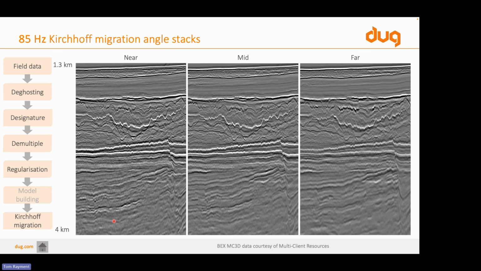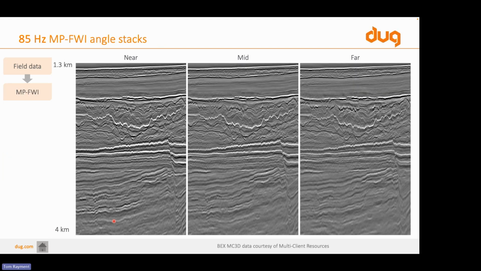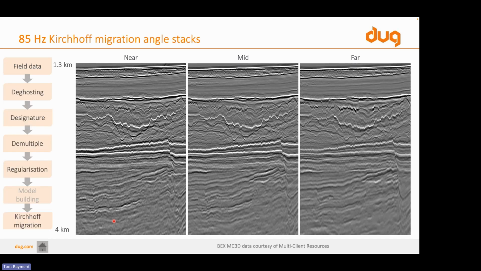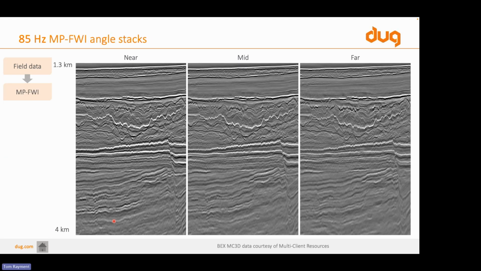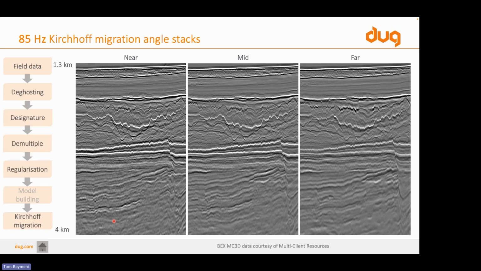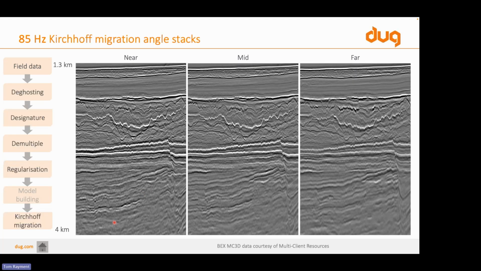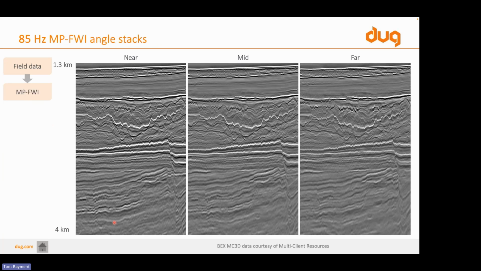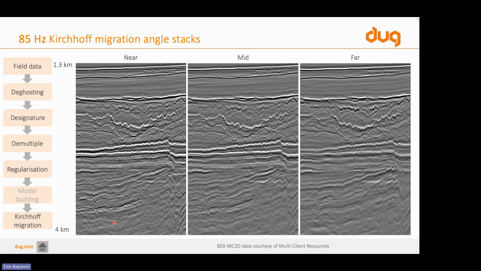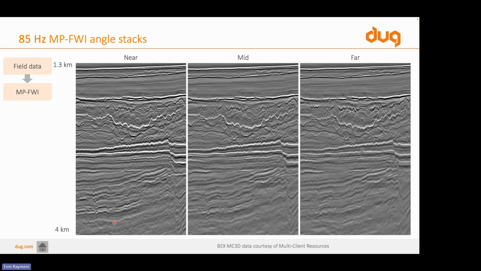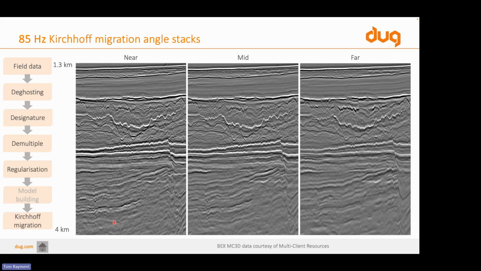Here is an example of conventionally derived near, mid, and far angle stacks through this data set, again, having been through the workflow on the left. And here are angle stacks that we've derived through multi-parameter FWI imaging. And again, as I toggle between them, you can see there's a strong similarity between the two. What's quite interesting is on the near angle stack in the deeper section, you can see the FWI imaging is a little bit cleaner. This is where the multiples would be appearing, and completely attenuating multiples on near angles can often be quite challenging in conventional workflow, whereas the more robust physics of MP-FWI imaging appears to have handled that a little better.